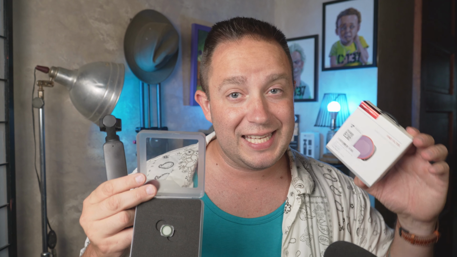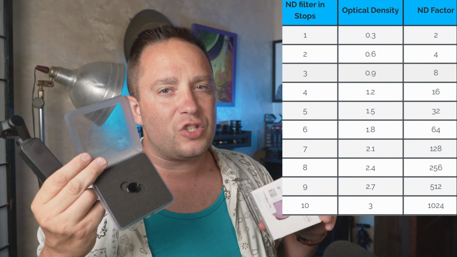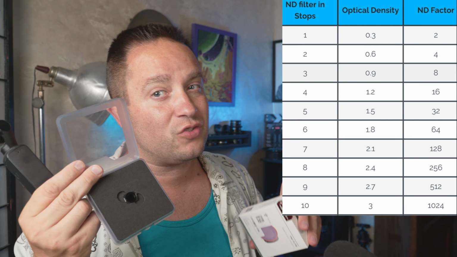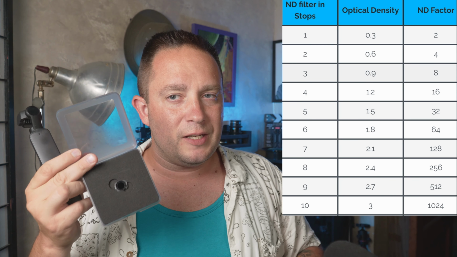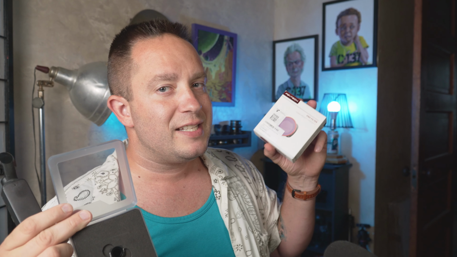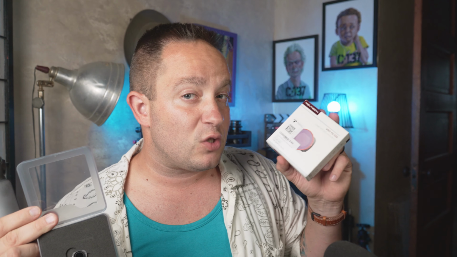Now, when you talk about ND factor, which is what Kase is measuring theirs by, it's about 64 ND to 512 ND. I'll pop up the factor chart that shows the difference between stops and factors right here, so you can kind of see the difference. So in theory, this one is 2 to 400 ND, and this one is 64 to 512 ND.